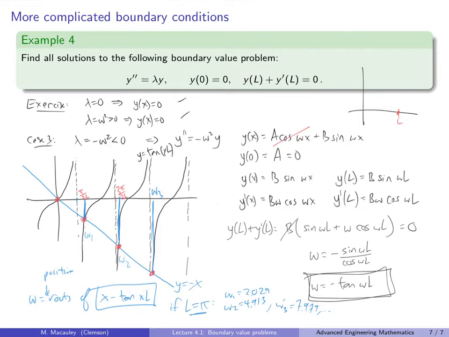And remember, maybe I should have mentioned this earlier, but through all of these slides, we had to not only find the functions, but figure out what lambda is. Lambda, in all of these cases, is negative omega squared, where the omegas are whatever we found. In this case, it's the roots of these equations. In the previous cases, it was things like n pi over L, or things like that.